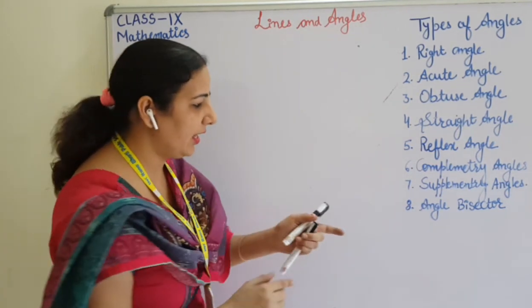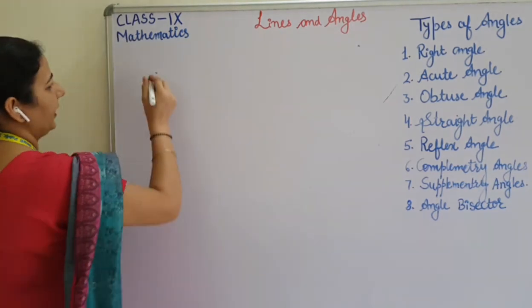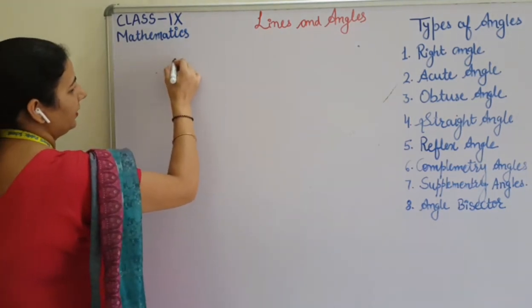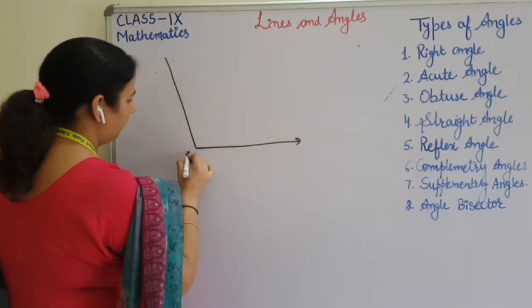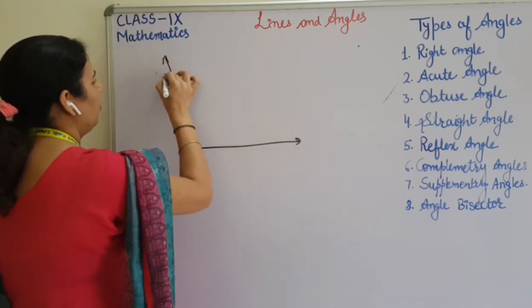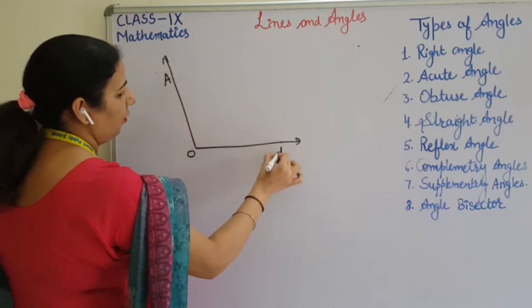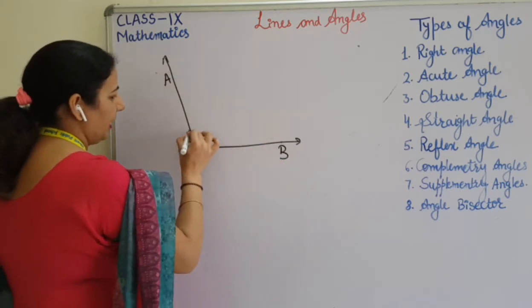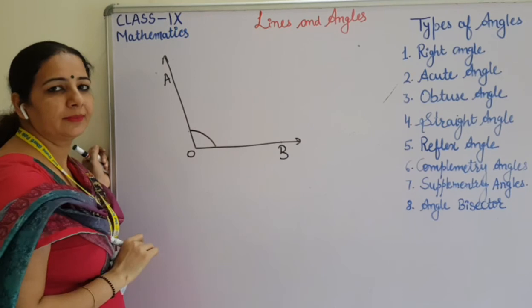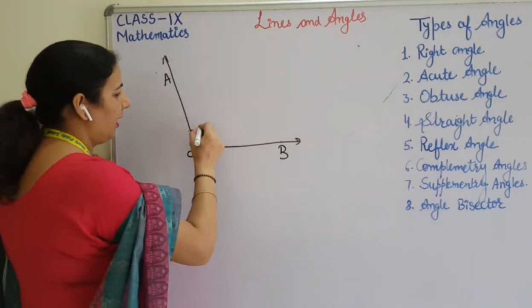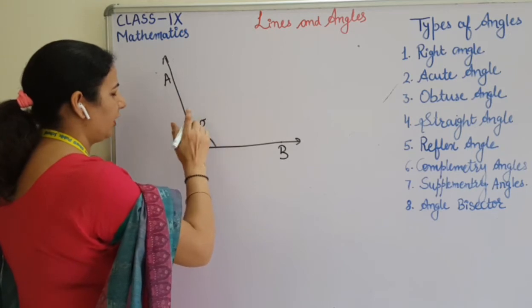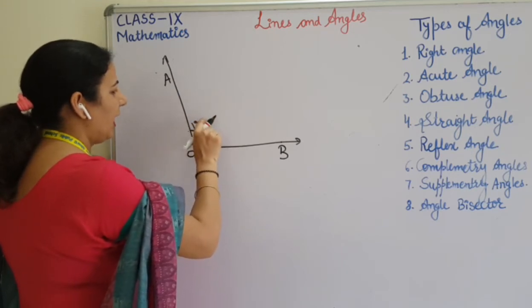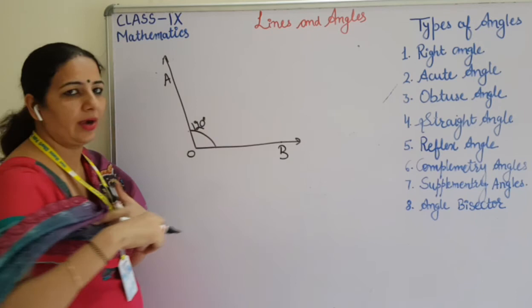And the last one is angle bisector. If we are having this angle AOB, they have given this angle and let it be 120 degree. I have taken this angle as 120 degree.